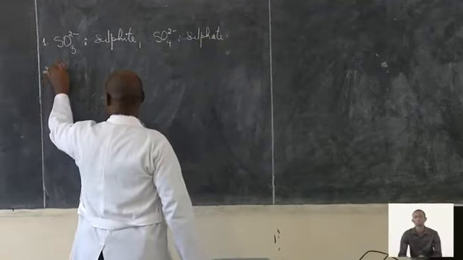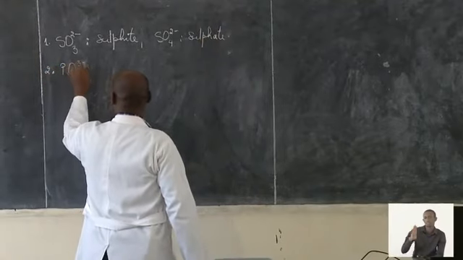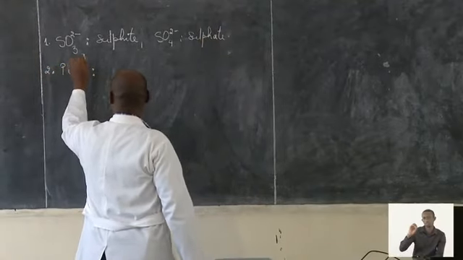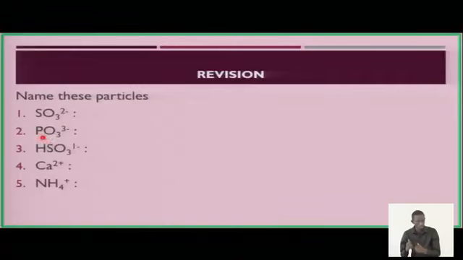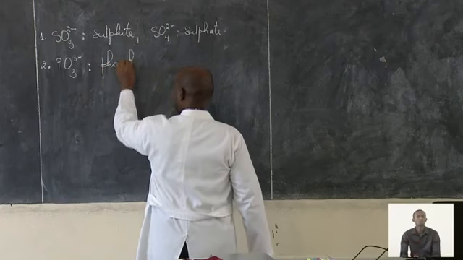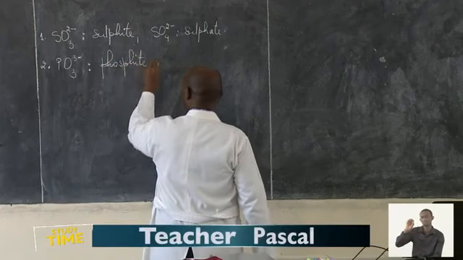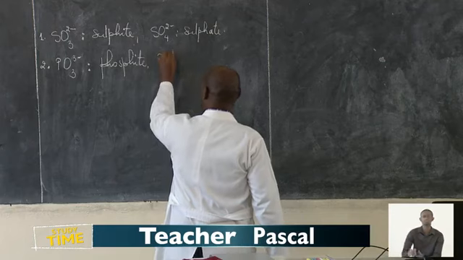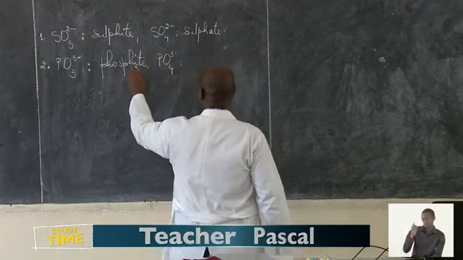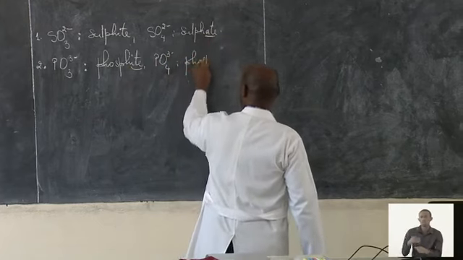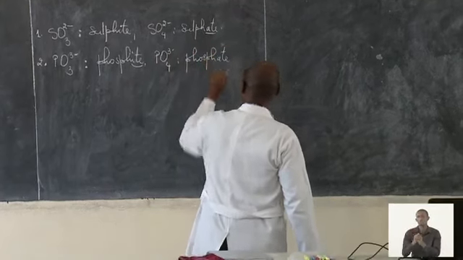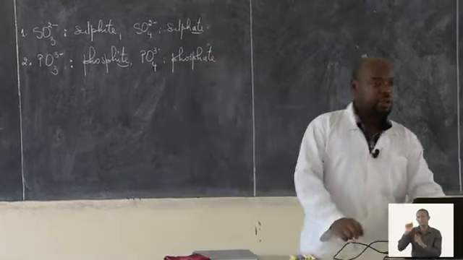And here we have PO3 3-. What will be the name for this second one? PO3 3-. The name is phosphite. Phosphite, if it is 4, then you replace the "ite" with "ate." So it becomes phosphate.